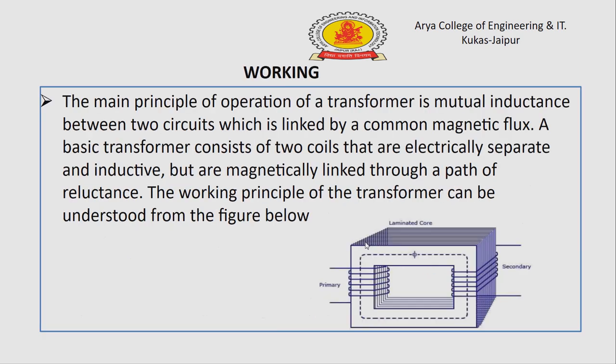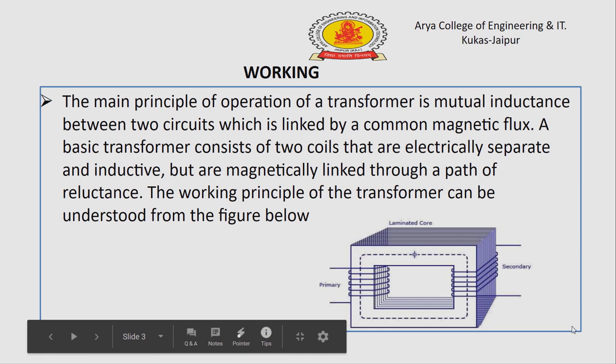Now the working of the transformer. The main principle of operation of a transformer is mutual inductance between two circuits which are linked by a common magnetic flux. A basic transformer consists of two coils that are electrically separated and inductive but are magnetically linked through a path of reluctance. The working principle of the transformer can be understood from this figure.